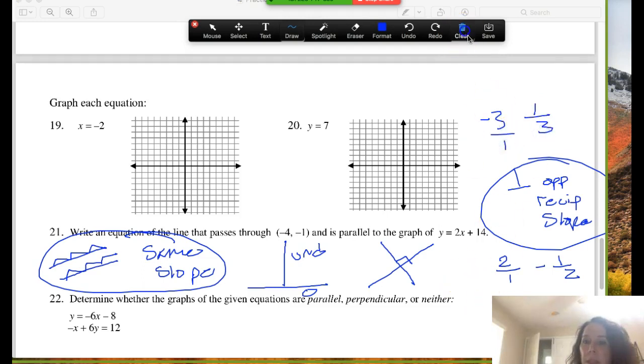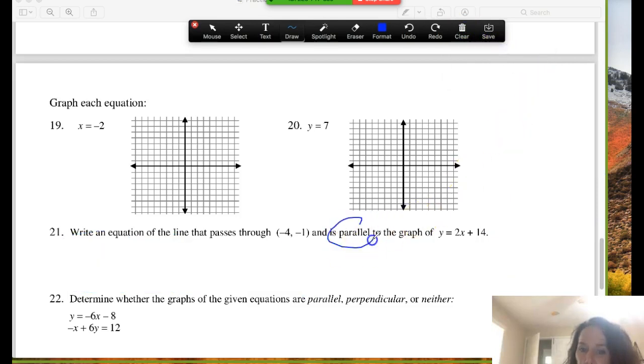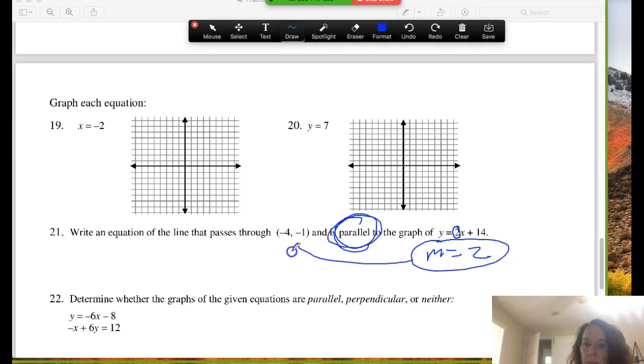Okay, so they asked us for parallel slopes, which means I have the same slope. Parallels have the same slope. So if it's parallel to this graph, that means the slope's the same. And here's my slope. My slope equals 2. If it was perpendicular, my slope would be -1/2. So I'm going to use that slope because they're parallel. And then I'm going to use that point.